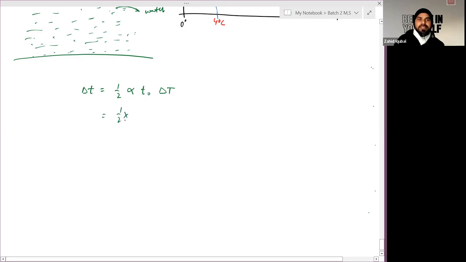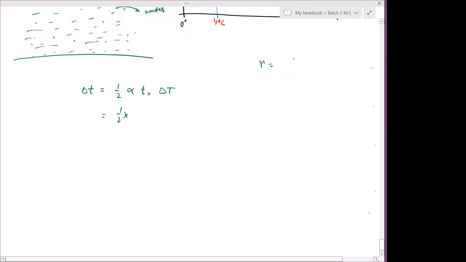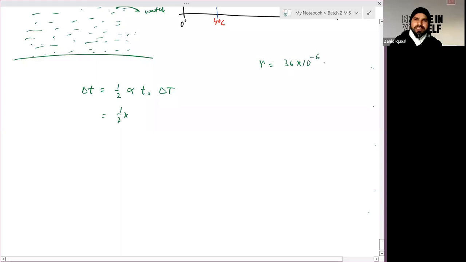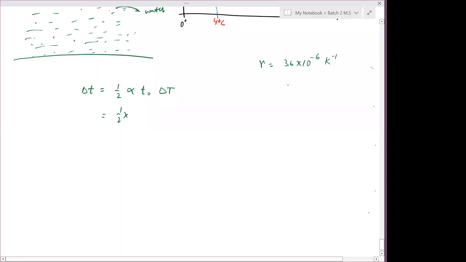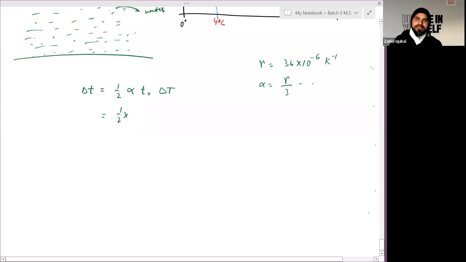So half, tell me the value of alpha, or in this question you have given gamma. So Myra, 36 into 10 raised to minus 6. So you can solve, alpha equals gamma by 3. So it will be 36 divided by 3 into 10 to the power minus 6. So you'll get 12 into 10 to the power minus 6.